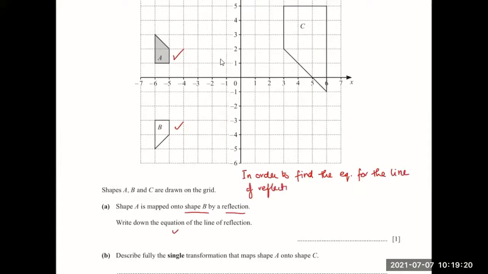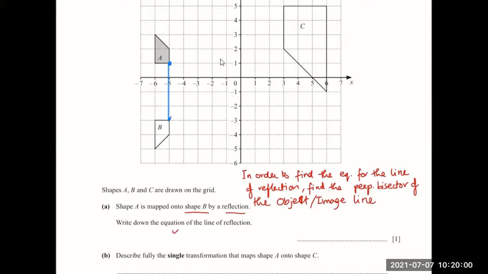now, this is something that you must have done in loci. Find the perpendicular bisector of the object image line. So what I do is I draw an object image line. What does that mean? That I draw one point on the object and one point on the image and join them using a straight line. Then I try to find the perpendicular bisector.